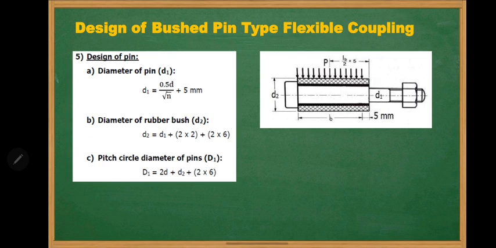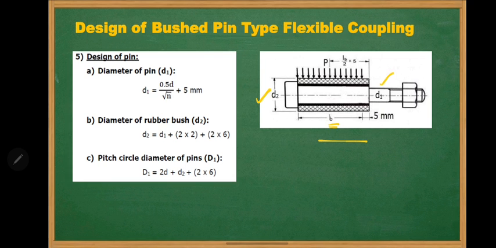So in flange coupling we use bolts, so the last procedure was design of bolts. Instead of bolts we are using a pin, which is shown in the figure. In this pin, this LB is nothing but the length of the bush in the flange. This D1 is nothing but the diameter of the pin. D2 is nothing but the diameter of the rubber bush. Here the 5 mm clearance is provided for separating the flange in the input shaft from the output shaft.